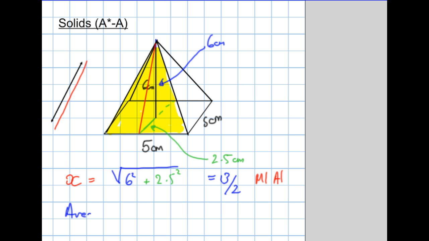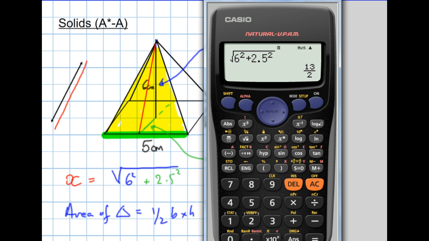Area of a triangle equals a half base times height. So it's going to equal the base of this slanting yellow triangle is 5. And the height we just worked out is 13/2. So I'm going to type in a half times 5 times 13/2. Get my calculator to do all that.